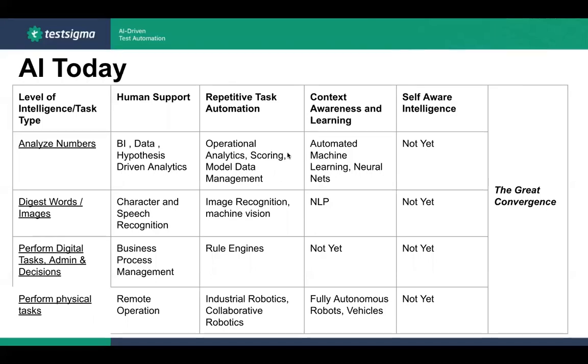Image recognition is being used in certain parts of the application. We'll talk about it a little later. But right now, self-awareness throughout the industry has not been achieved, whether it be in image recognition or text recognition or text creation, right? Digital tasks, admin and decisions.